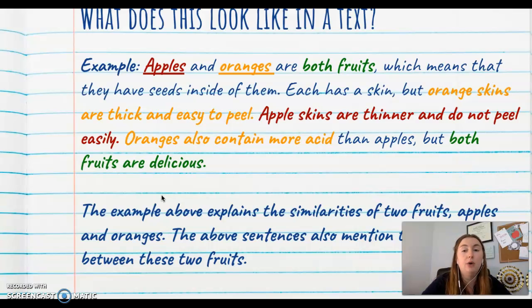So notice how the green is signaling they're talking about both fruits, meaning it's the same. And then the yellow and the red are talking about their differences. Okay? So that's how somebody took two elements and compared them within their writing.